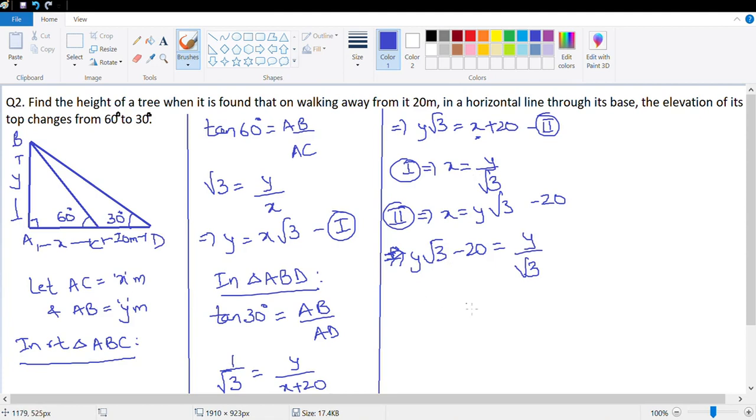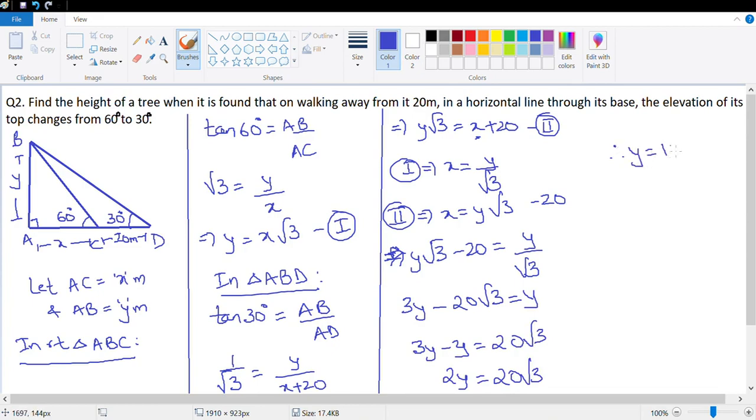Let's cross multiply. So this would be 3Y minus 20 root 3 is equal to Y, which means 3Y minus Y is equal to 20 root 3. 2Y is equal to 20 root 3. Therefore, Y is equal to 10 root 3. As per your log book, the square root table, root 3 is equal to 1.732. Therefore, Y is equal to 17.32 meter.